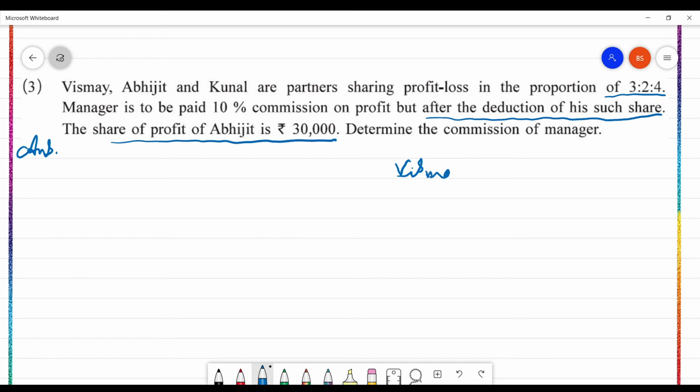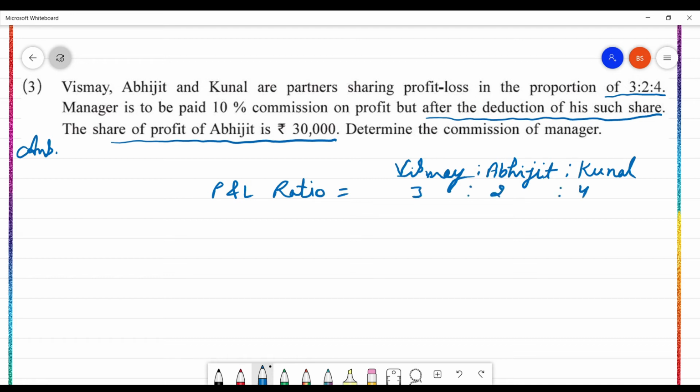So first of all, we have to write down the proportion. Vismay, Abhijit and Kunal. P&L ratio, 3:2:4. Abhijit's profit is given.